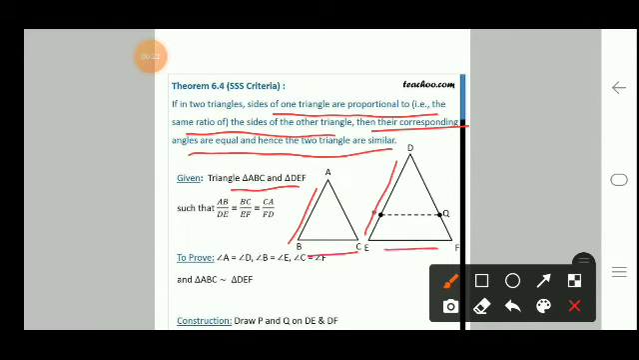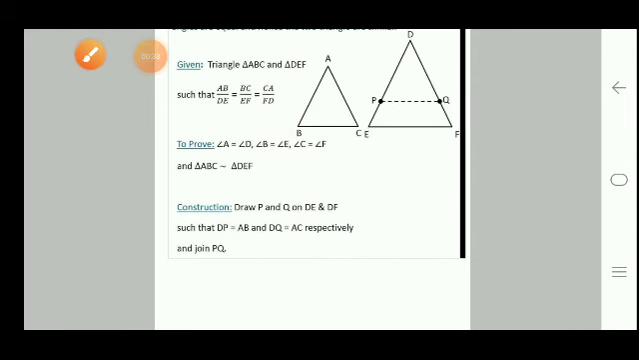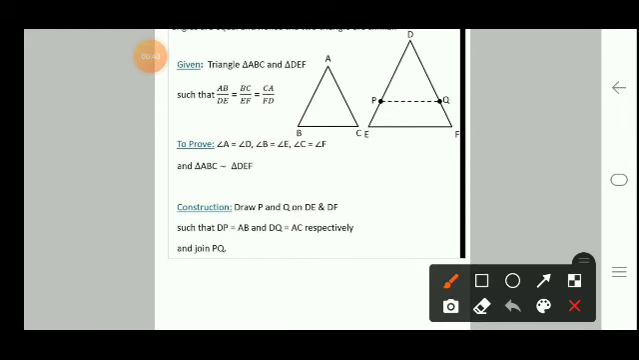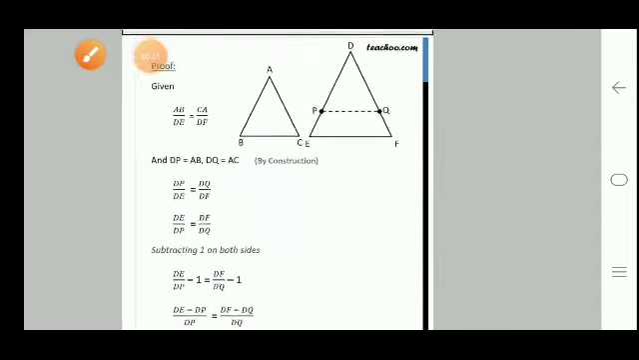We have to prove that the corresponding angles are equal, that is angle A is equal to angle D, angle B is equal to angle E, and angle C is equal to angle F, and the triangles are similar. So we are again drawing P and Q on DE such that DP is equal to AB and DQ is equal to AC. Then join PQ. Then proof.